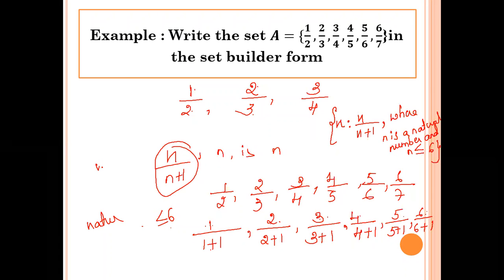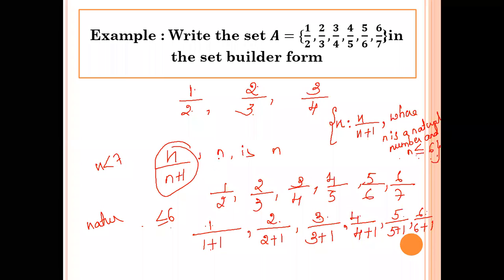Or you can write n less than 7. Natural numbers less than 7, so you write up to 6. Either you can write n less than or equal to 6, or you can write it as n less than 7. Did you understand this one?